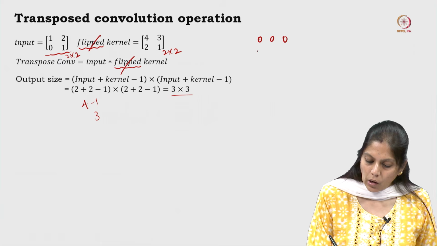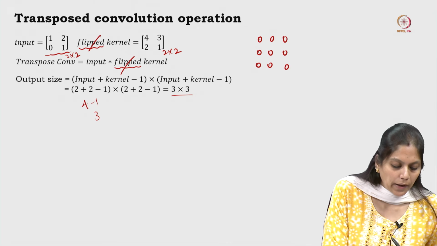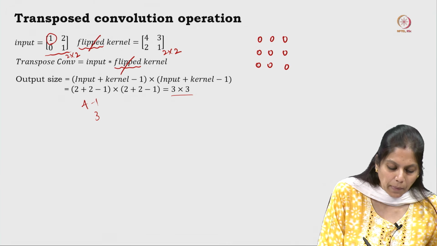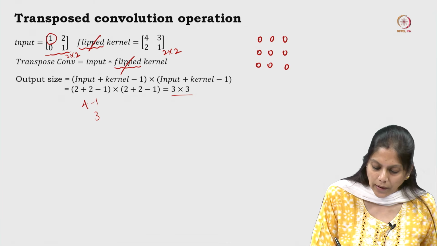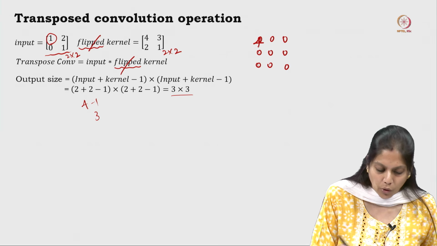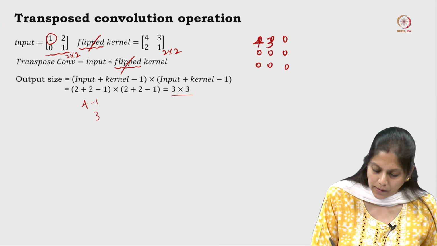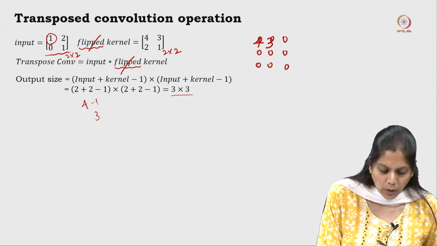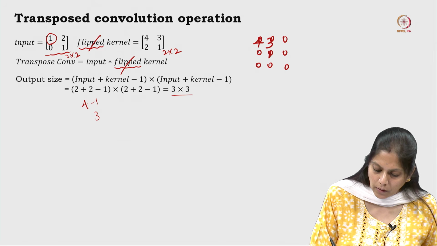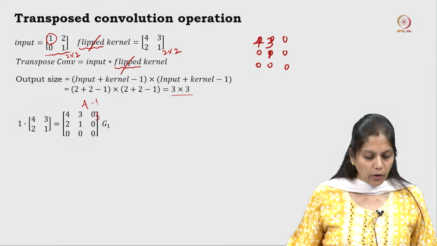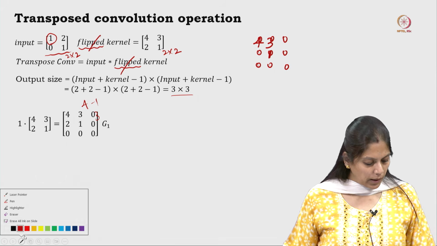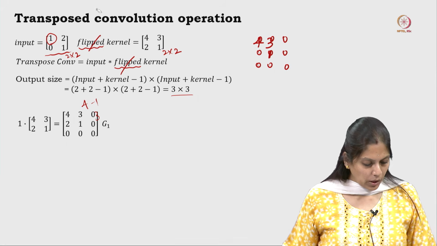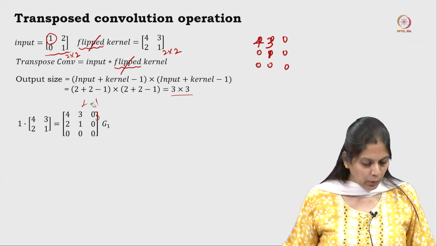Initially all the values will be 0. Now, you will take the input, first input, 1 gets multiplied with all of this, 1 gets multiplied, so this becomes 4, 1 gets multiplied, this becomes 3, 0 and 1 is 1. So, this is the value that you get when you multiply 1 with the kernel. I hope this part is clear to you, how we have done it.